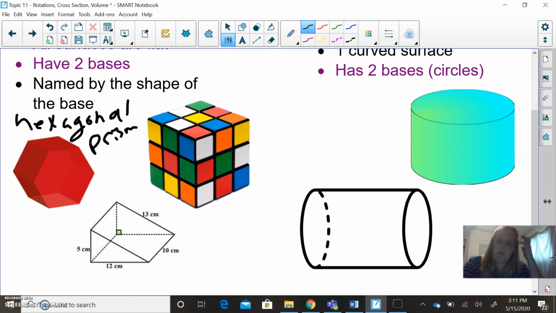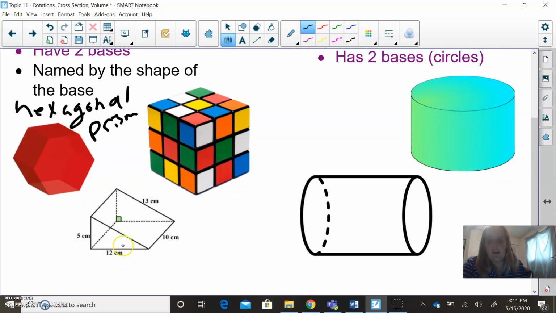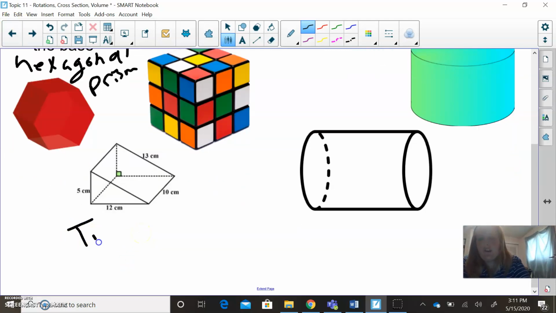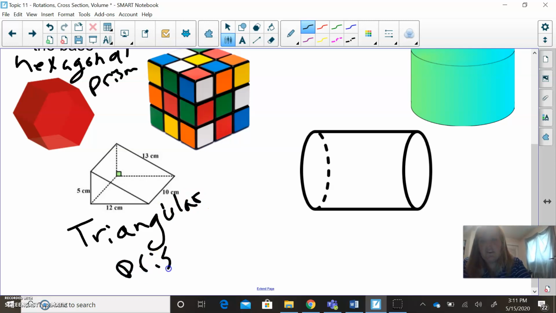The Rubik's Cube, you can either call it a square prism because it's really got a square base, or you can call it a rectangular prism. Now this one down here is called a triangular prism, because the bases are triangles, right? The front and the back is a triangle. It looks like those wooden doorstops in the classroom, right? That's a triangular prism, okay?